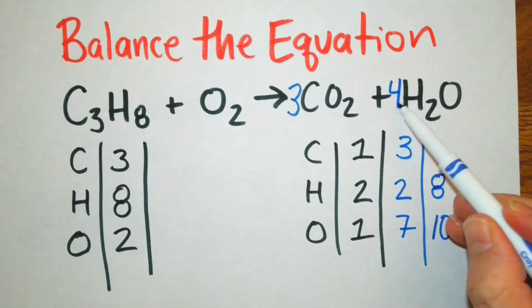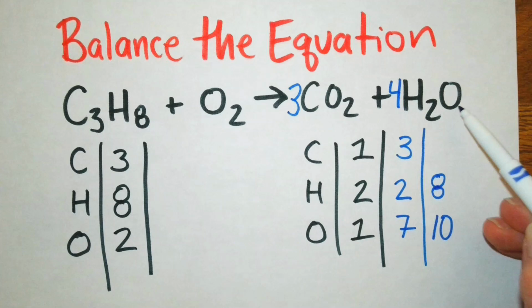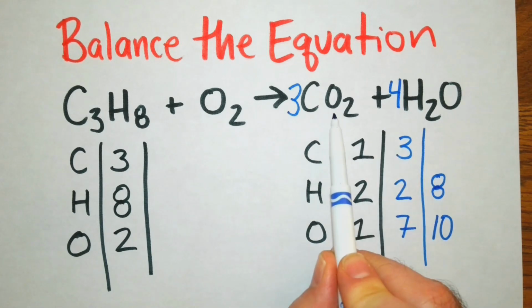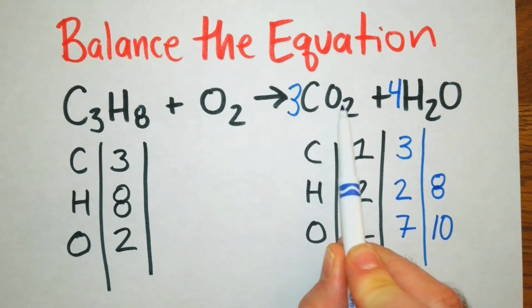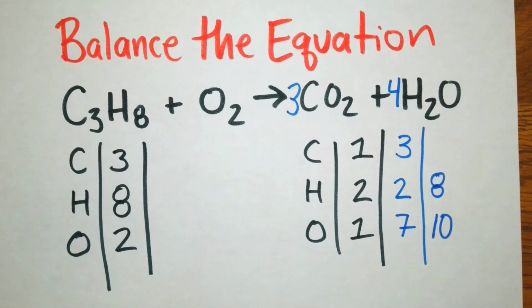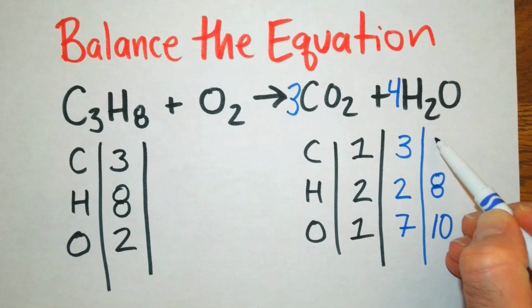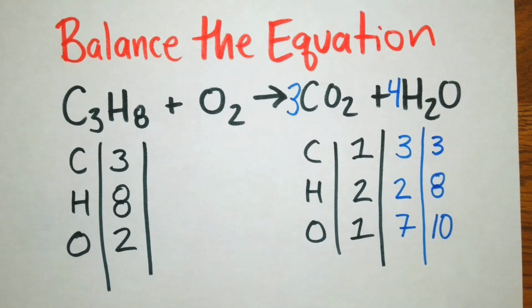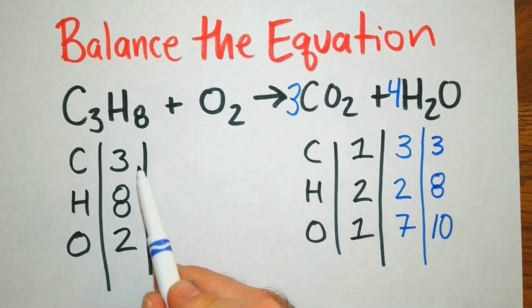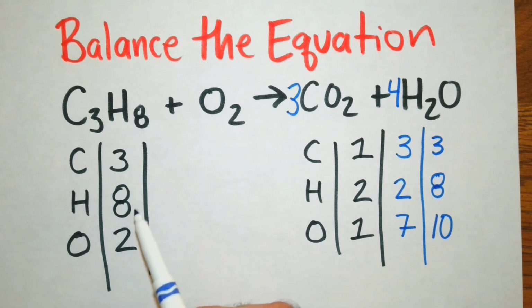All right, just say it again. 4 times 1 oxygen, 4. Then we have to add the other oxygens over here. 3 times 2 oxygens is 6. 4 plus 6 gives us 10. All right, so we still have 3 carbons on this side. And we still have 3, 8, and 2. So our carbons and hydrogens are balanced. Now we just have to get our oxygens balanced.